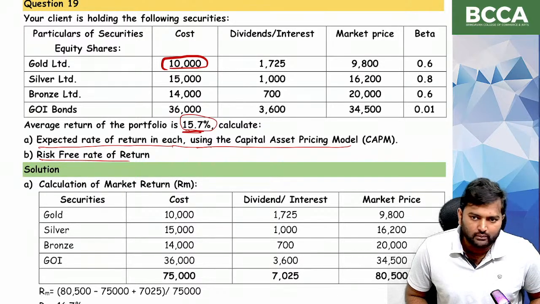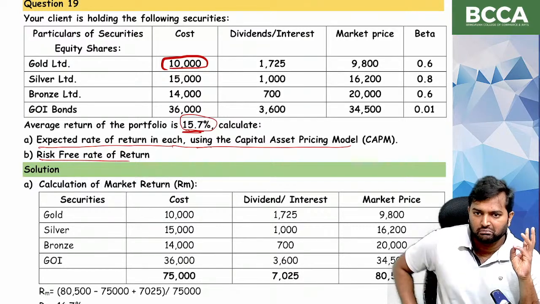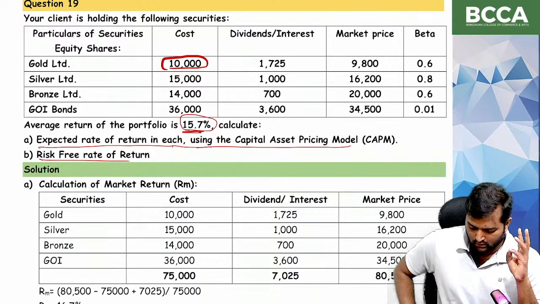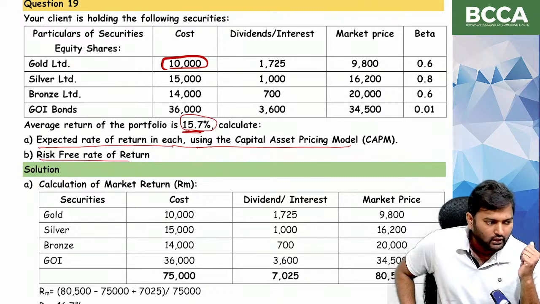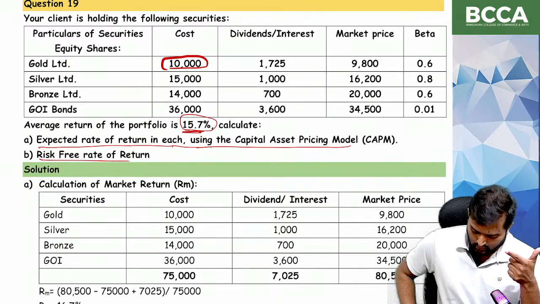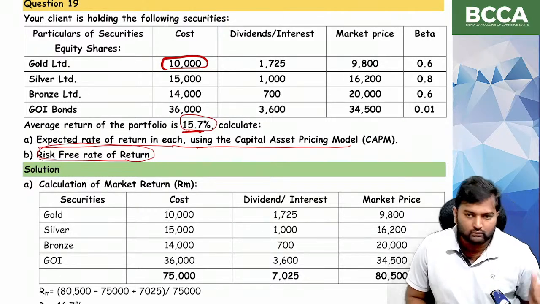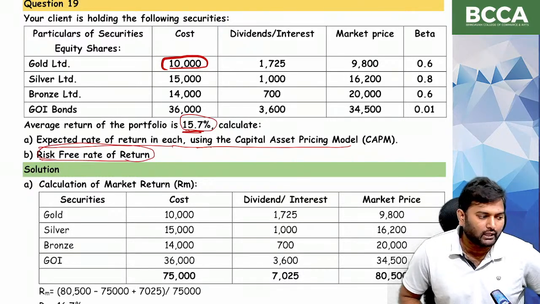How do we get the CAPM return? RF. We require the risk-free rate. We do not have a risk-free rate. Yes or no? And next, we require RM. Beta is given in the question. Beta of gold, beta of silver are given in the question. But we require RF and RM. So we have to find out the risk-free rate as well, and we have to find out the market return.